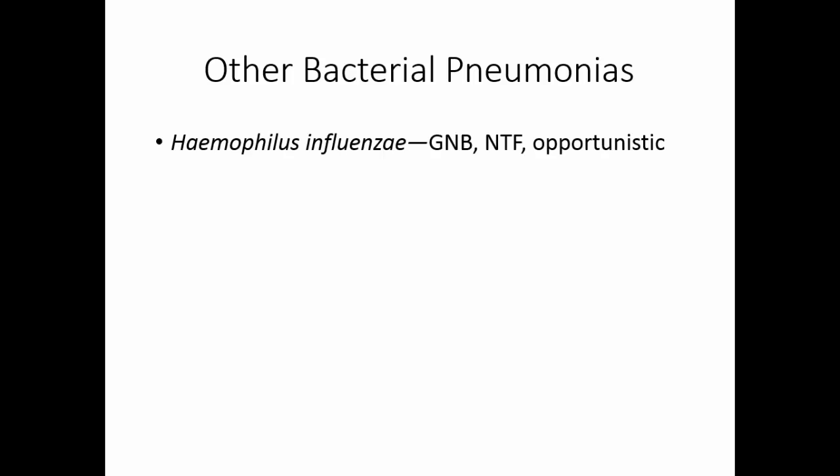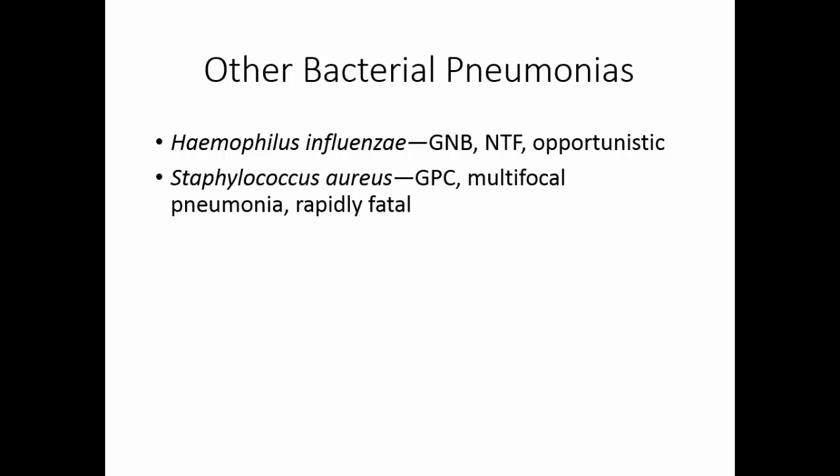Haemophilus influenzae is a gram-negative bacillus. It's normal throat flora and it's opportunistic. Usually we see this after someone is getting over something else. Staphylococcus aureus is a gram-positive coccus. This will cause a multifocal pneumonia. That is, when they look at the chest x-rays, there are several spots where there is infection. This particular type of pneumonia can be rapidly fatal.